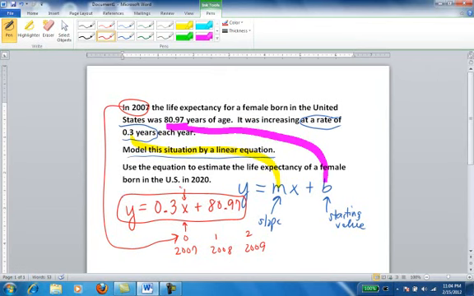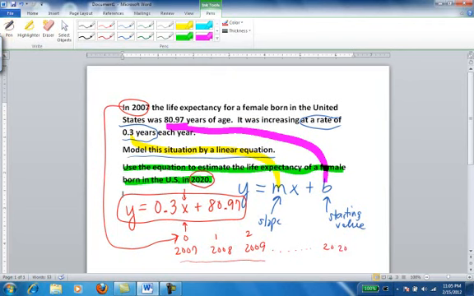So when the second part says to use the equation to estimate the life expectancy of a female born in the U.S. in 2020, what you have to do is take this 2020 and pair it up the way I did with the 2007. 2007 is represented by the number 0, 2008 by the number 1, etc. And you can tally this up to find out what value is associated with 2020.